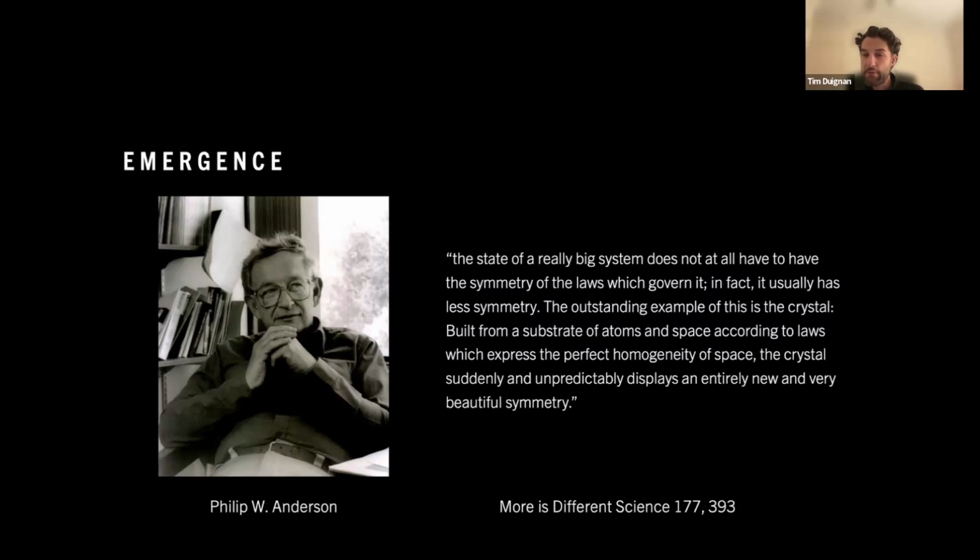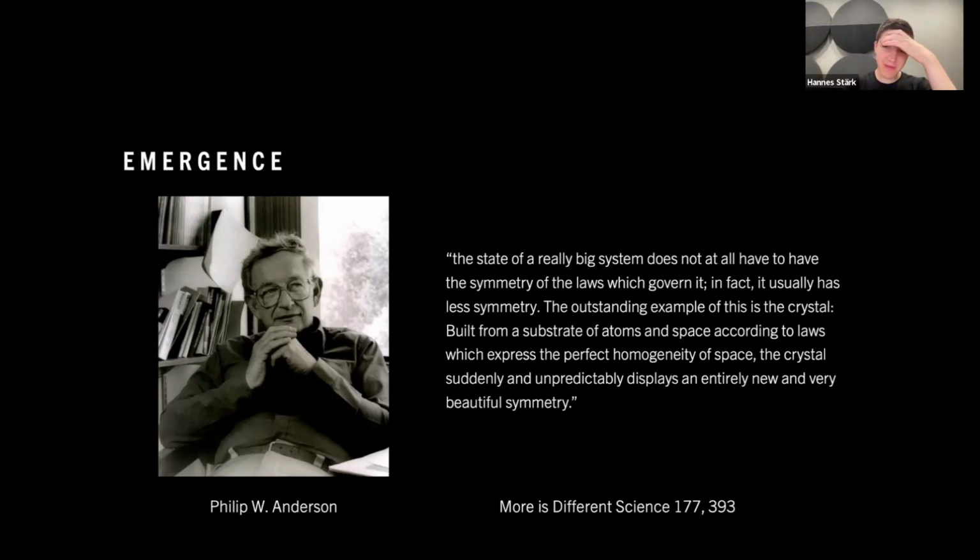The outstanding example of this is the crystal, built from a substrate of atoms and space, according to laws which express the perfect homogeneity of space. The crystal suddenly and unpredictably displays an entirely new and very beautiful symmetry. So this is a great example he's talking about of these new phenomena, the emergent phenomena that occur at the larger scale, that can have different symmetries and not be observed at all in the kind of lower scale simulations. And which means that this is really, really challenging, this idea of understanding these larger scales.